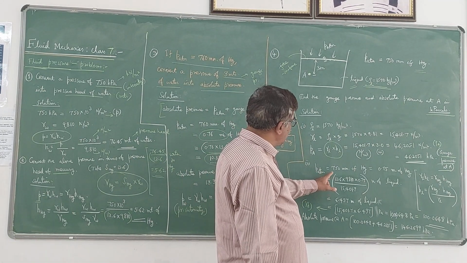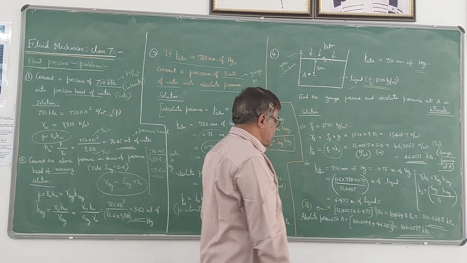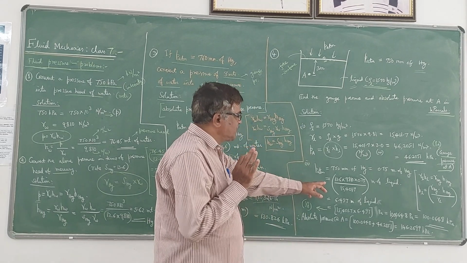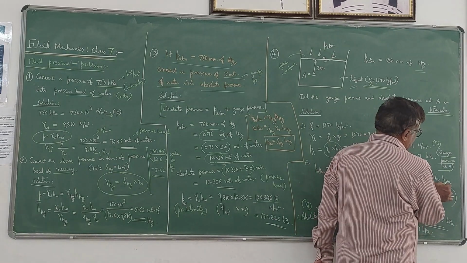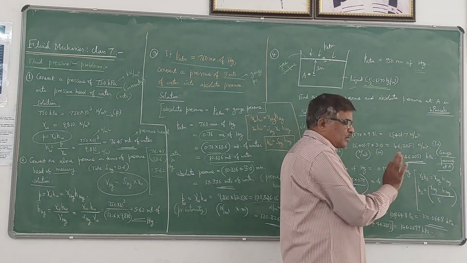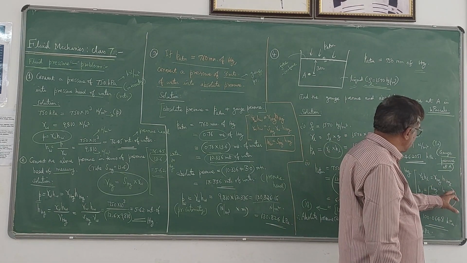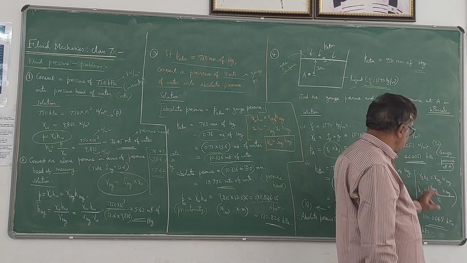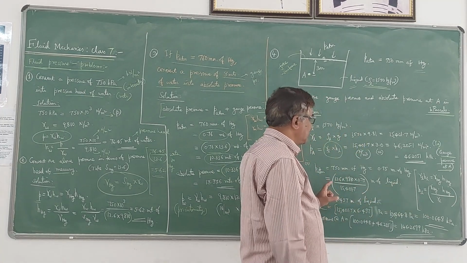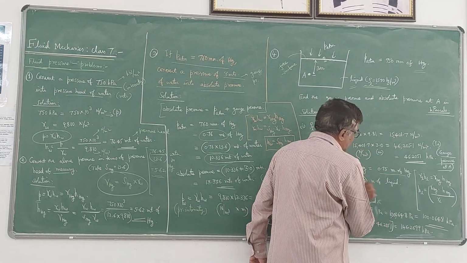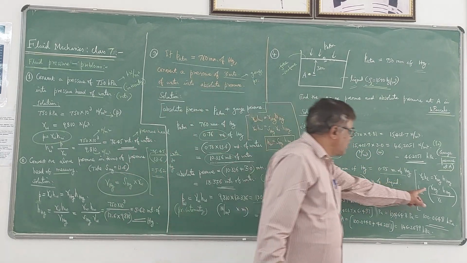He has given atmospheric pressure as 750 millimeters of mercury, which is 0.75 meter. Let me convert into meters first. Then you should be very careful about this step. You have this relation: gamma L HL is equal to gamma Hg into HHg. Here the liquid is not water. So HL will be gamma Hg into HHg divided by gamma L. We have to use this formula because now it is in terms of mercury, and mercury should be converted to a liquid.